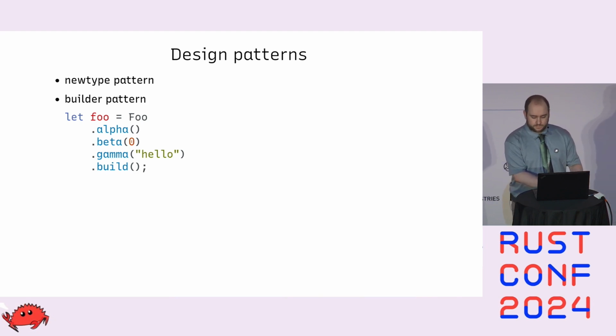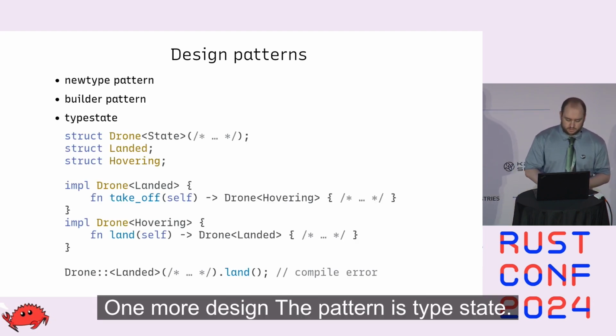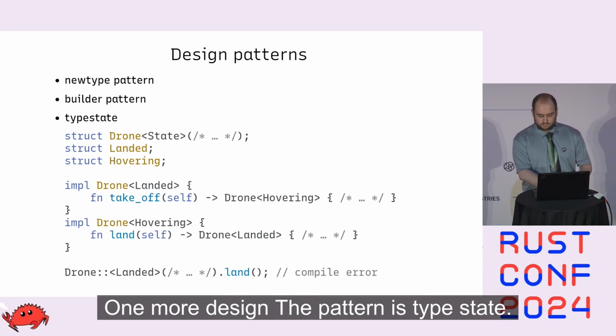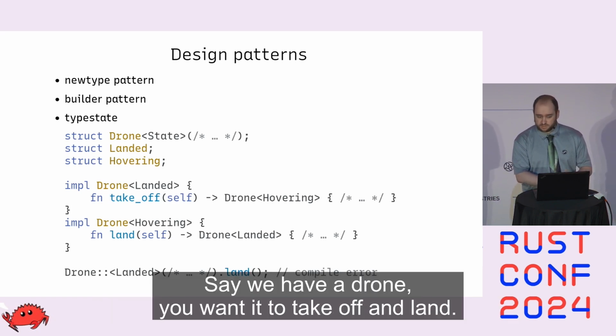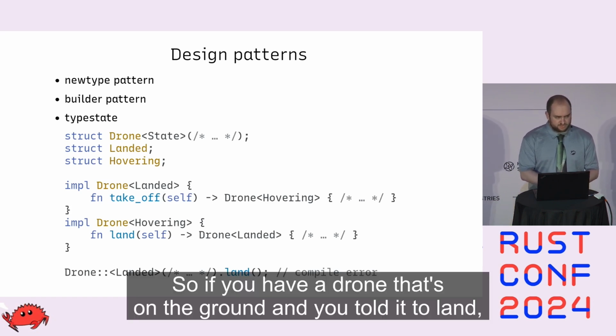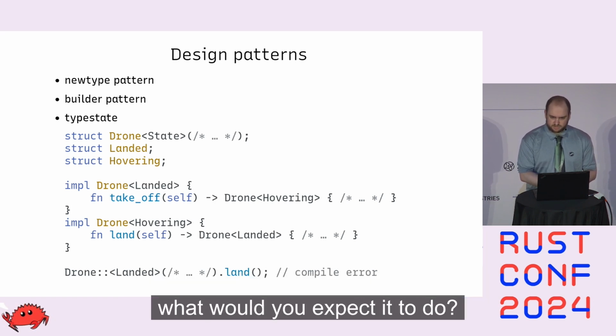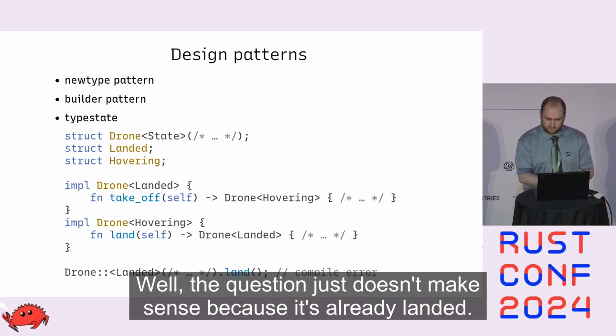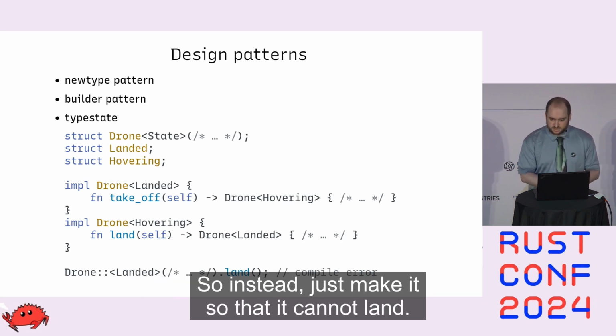One more design pattern is type state. Say we have a drone, you want it to take off and land. We're not flying yet, we're not that complicated. So if you have a drone that's on the ground and you told it to land, what would you expect it to do? Well, the question just doesn't make sense because it's already landed. So instead, just make it so that it cannot land.